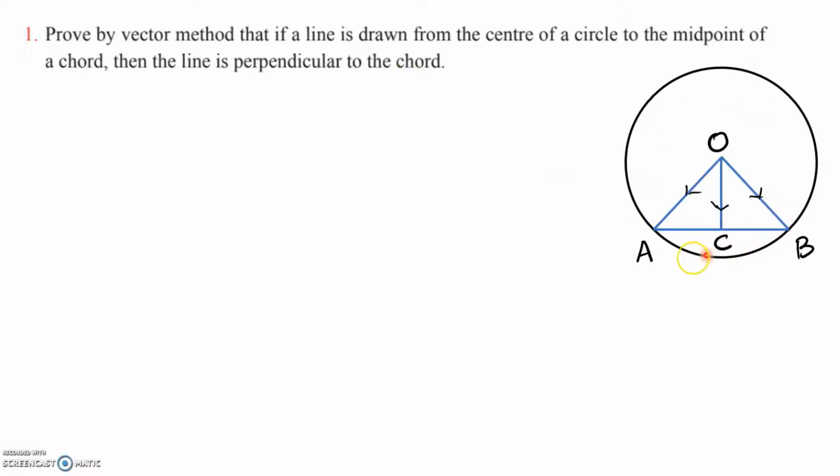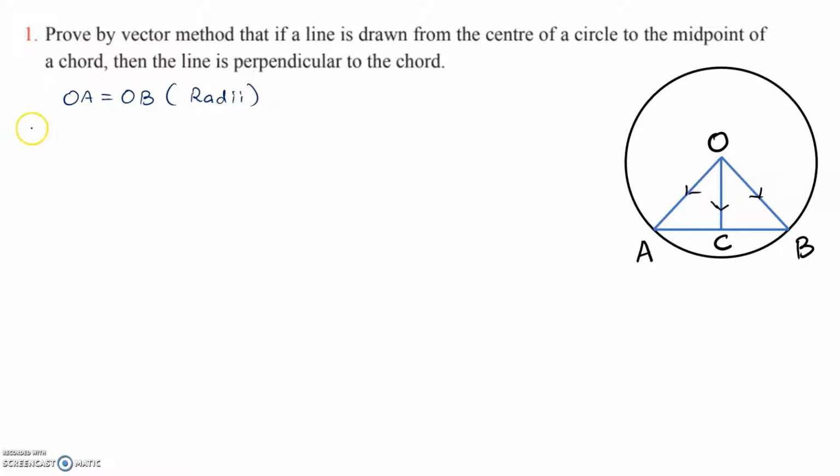So this is our circle, and OA and OB are two radii from the origin O, and OC is a vector which divides the chord AB exactly into two equal halves. So I can say that OA is equal to OB because both are radii.